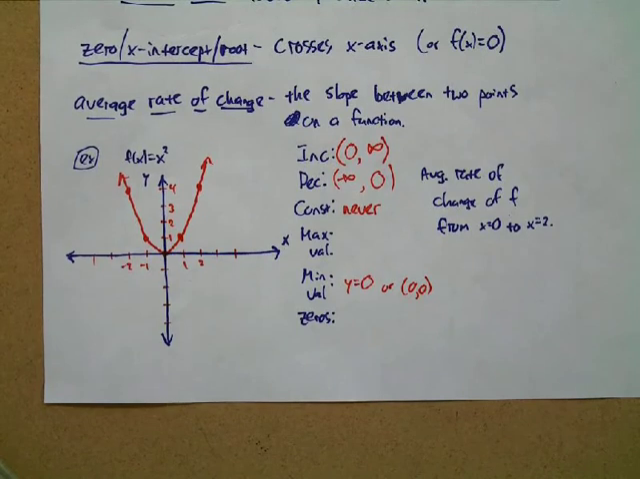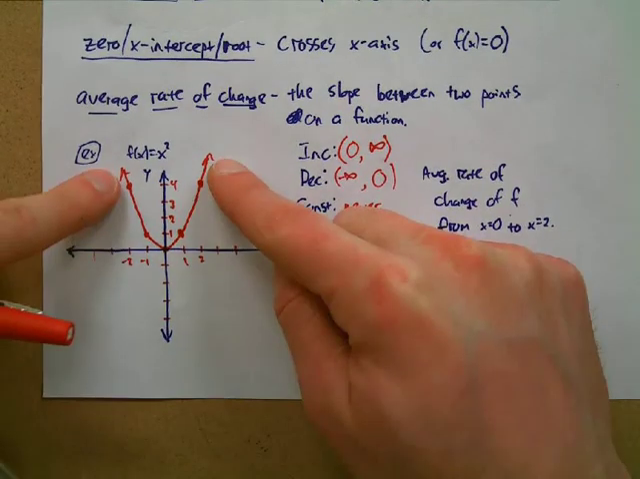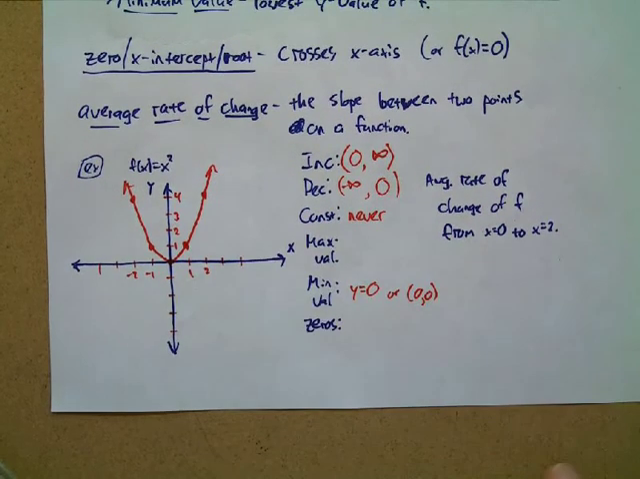Now I skipped maximum, but let's go back to it. What's the highest y value here? 4, okay, yeah. We do have points at 4, but does our graph go higher than 4? That's part of our graph, right? That goes higher than 4. So what's the highest y value here?